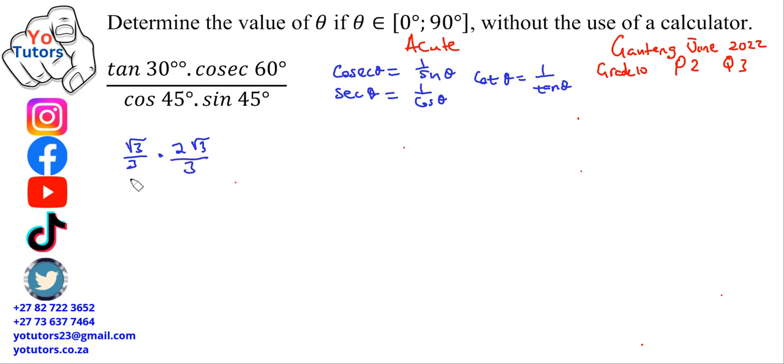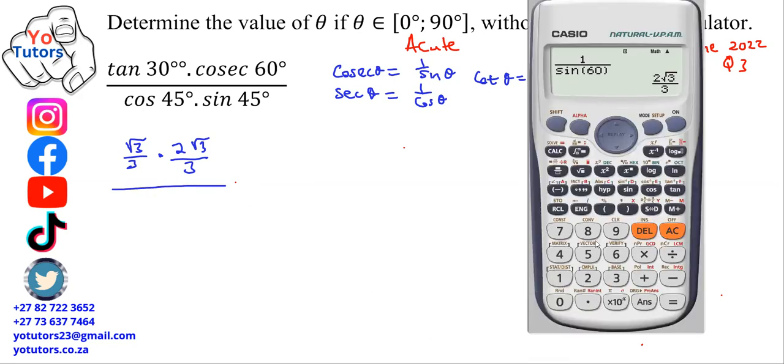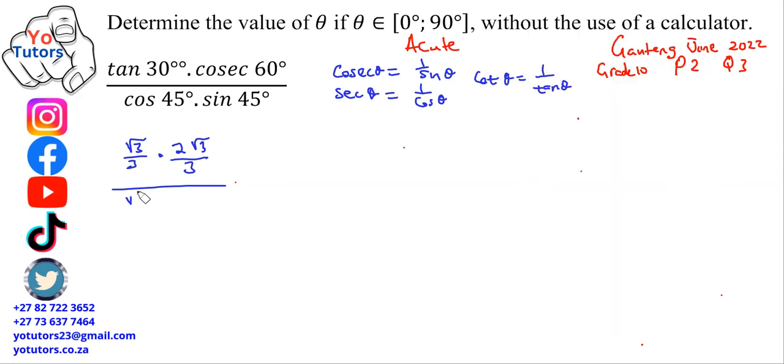Then here what we have over here is cos 45 sine 45. These two are equal, so we know that sine 45 is root 2 over 2, and cos 45 is also the same, root 2 over 2. So here we've got root 2 over 2 times root 2 over 2. Now what do we do from there?